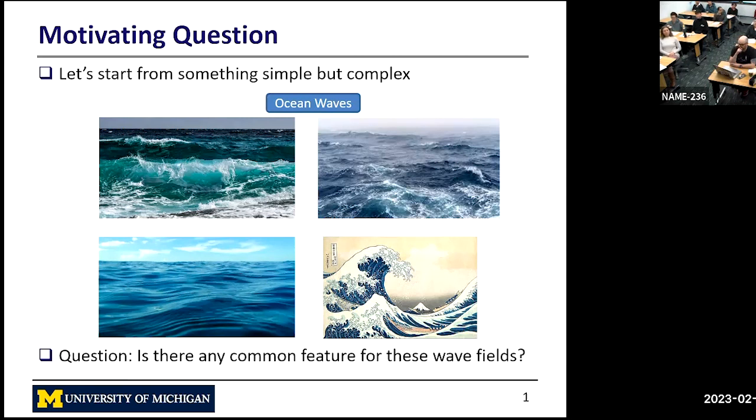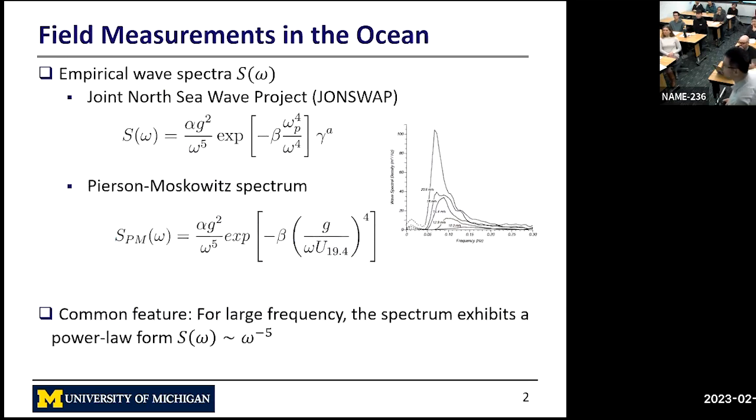This question is a little bit ill-defined because if you look at the individual wave shapes of these fields, they are very, very different. So what do I mean by finding some common feature? By common feature, what I really mean is in some statistical sense. In particular, we can talk about the wave spectrum S of omega. Essentially, this is the energy spectrum, which tells us how much energy, I use the S symbol here, is within the frequency omega, and basically tells us the energy distribution in frequency space.